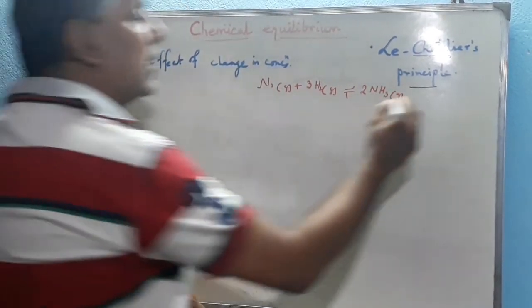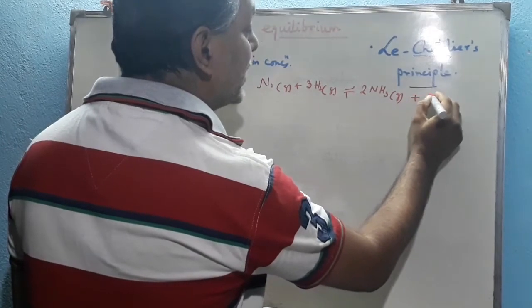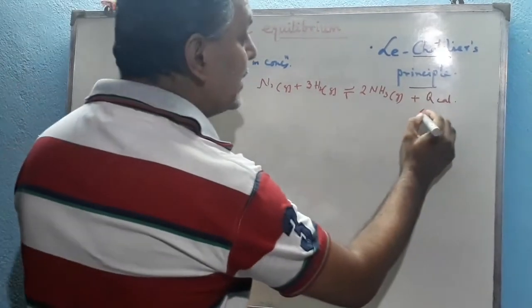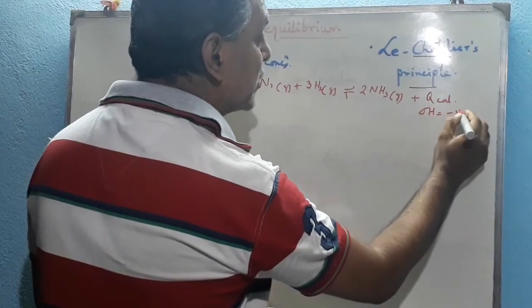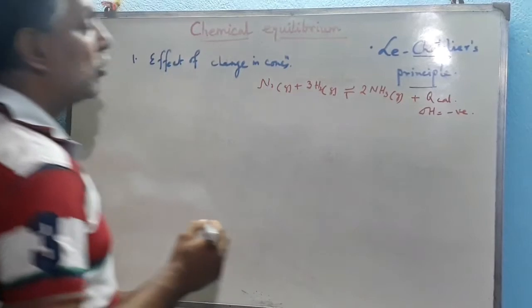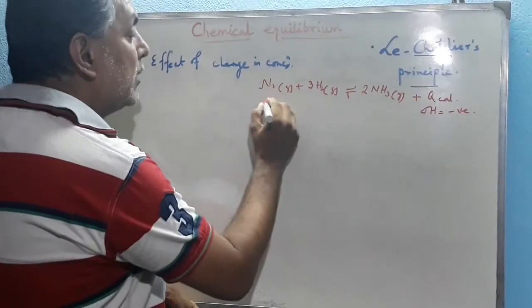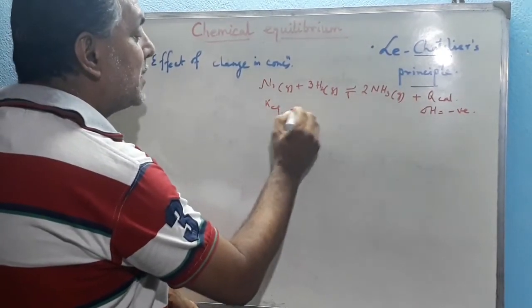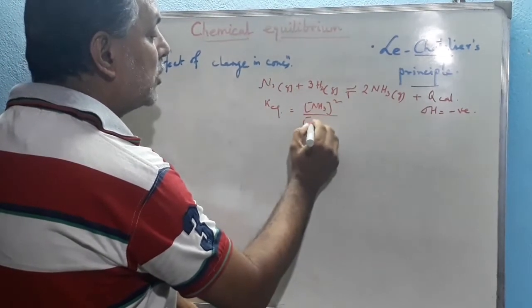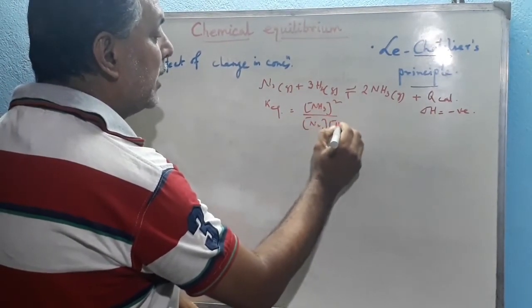Also, it is an exothermic process, so it liberates some amount of heat energy, Q calorie of heat energy, suppose, because here ΔH is negative as the reaction is exothermic in nature. Now, this reaction is maintained in a closed container. That's why we can say that K equilibrium is equal to ammonia squared divided by nitrogen into hydrogen cubed.